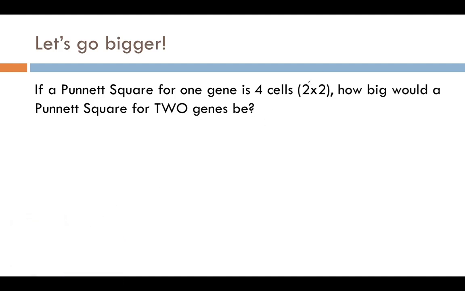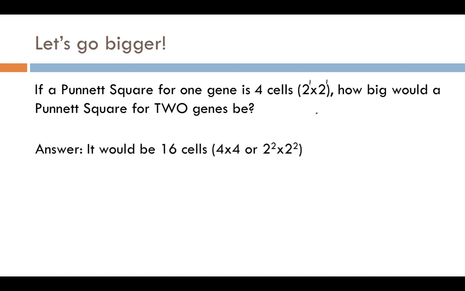Okay, this is actually 2 to the power of 1 and 2 to the power of 1, which is the same as 2 times 2. Okay? A Punnett square for 2 genes is 4 by 4, or 2 to the power of 2 times 2 to the power of 2. Okay? And that makes a total of 16 possible allele combinations. So the number here, the superscript, the exponent, is the number of genes.